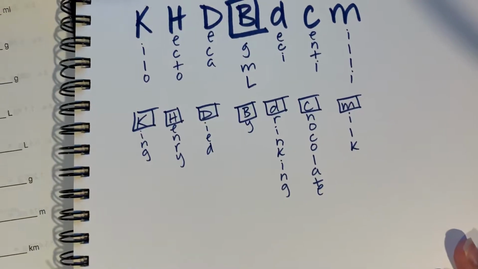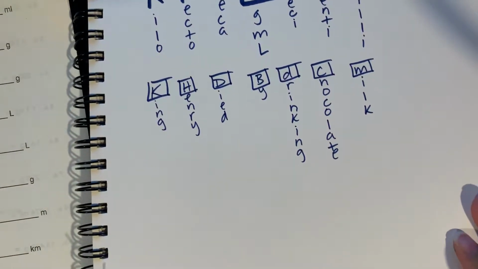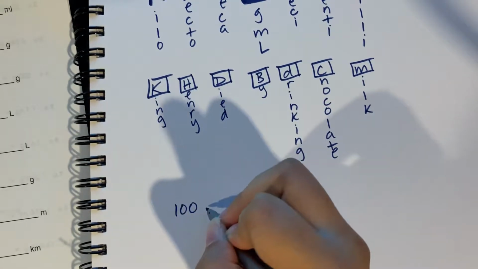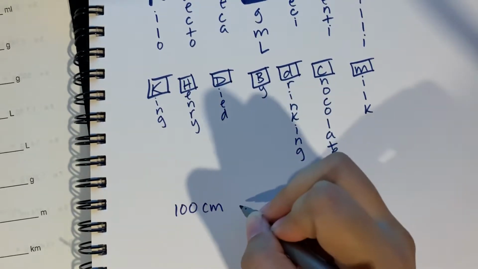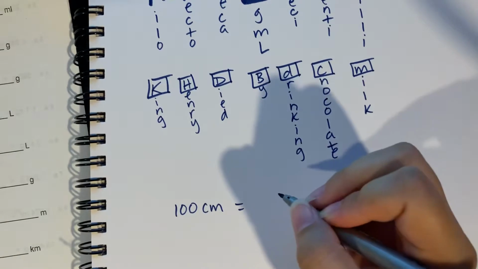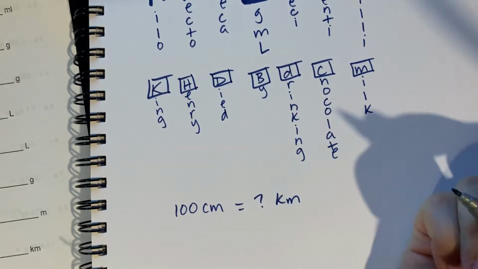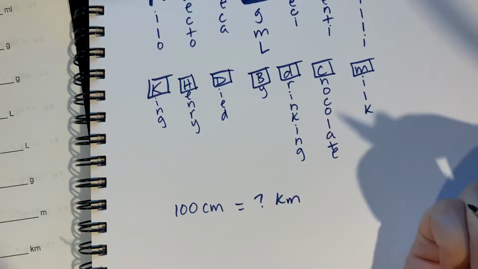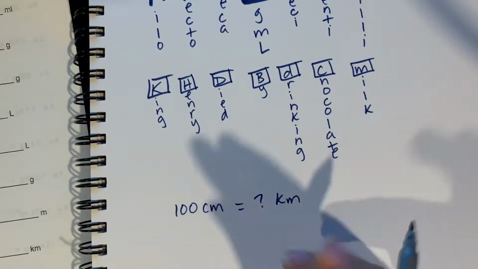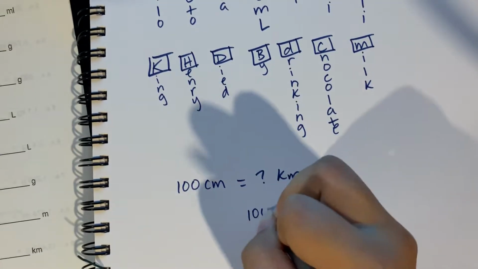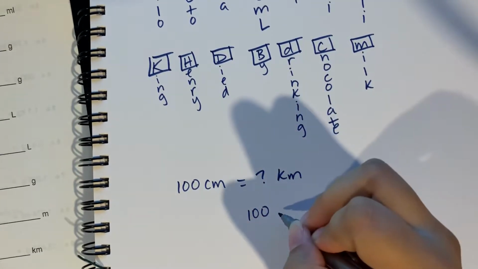Alright. With that being said, if I tell you that you have 100 centimeters and I want you to convert it to kilometers, how would you do that? So, to start off, your number 100 centimeters, okay?